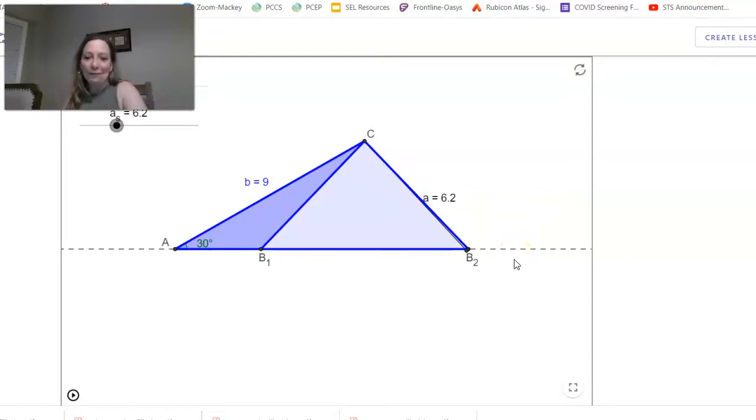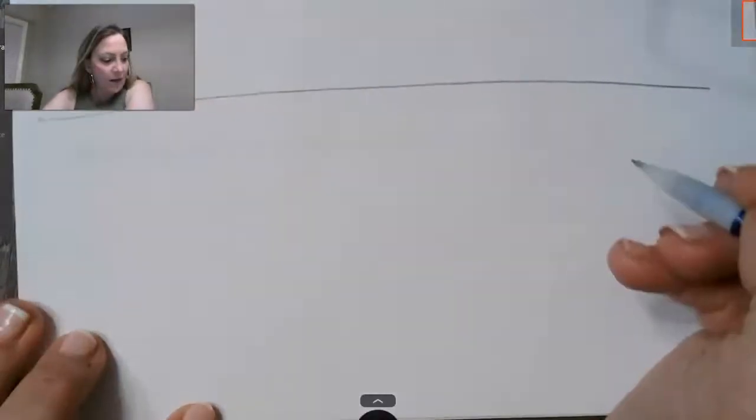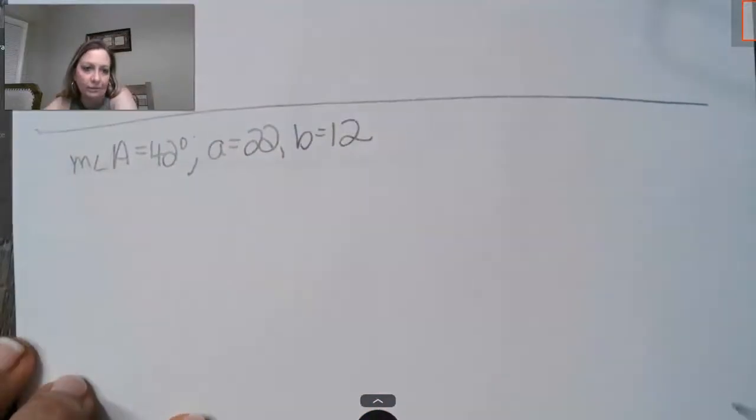Before we go on to the You Try questions, I have one additional question I want you to look at, because we didn't really discuss in detail what happens when it's SSA and it is one triangle. So I'm going to give you an example of what could happen here. Let's say that you know that the measure of angle A is 42 degrees and that side A is 22 and that side B is 12.